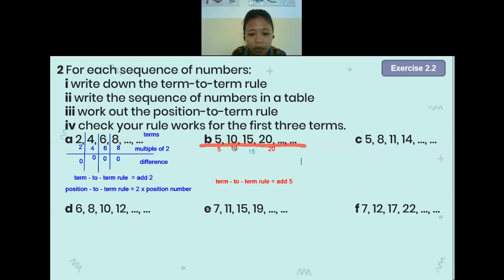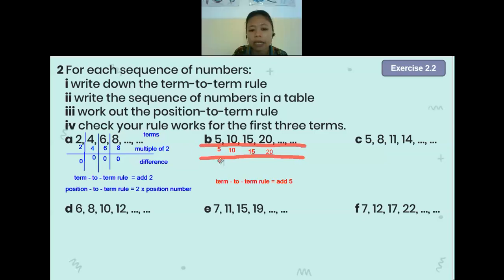After you find the multiples of 5, what numbers are there? The multiples of 5: 5, 10, 15, 20. Is there anyone confused? After you find the multiples of 5, the other thing you have to do is find the difference. Is there any difference between the term and the multiple? No, the difference is 0. Everything is 0.